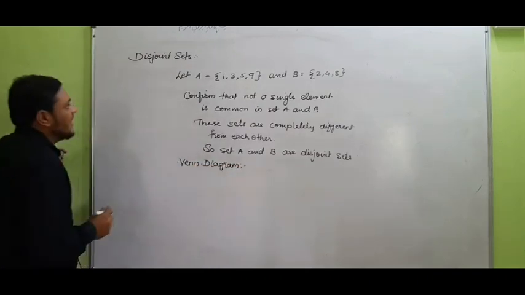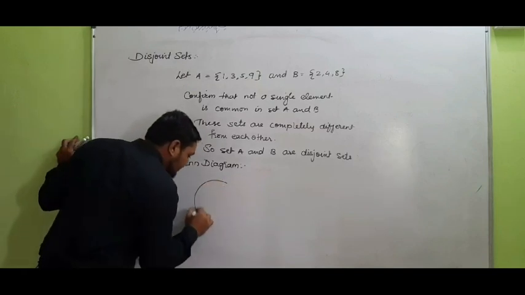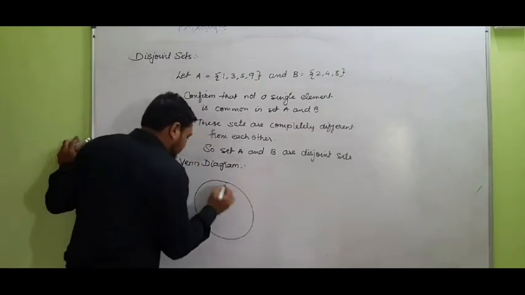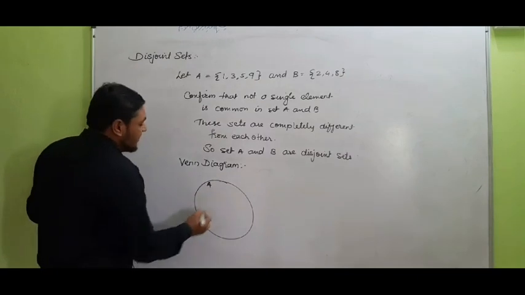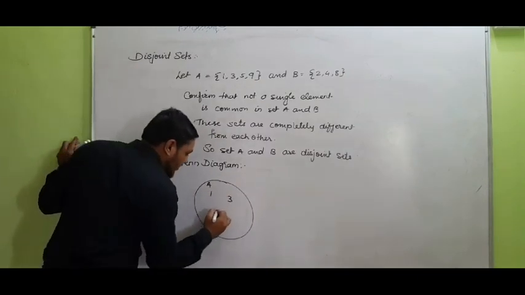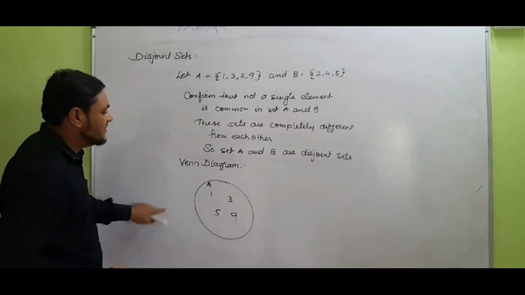So I will draw the Venn diagram for disjoint sets. Let us consider this diagram as set A. So this is A. We write the elements of set A in this diagram: 1, 3, 5, 9. These are the elements of set A.